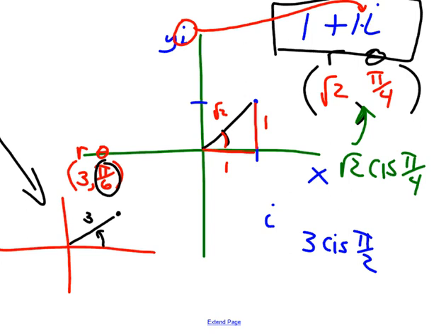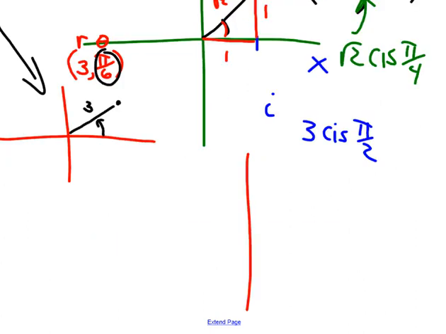Three cis pi over 2, where would that be? I'll pause for a second. If I were you, I'd make a new little picture. Put a dot where you think 3 cis pi over 2 is. Pause for a second. Okay.